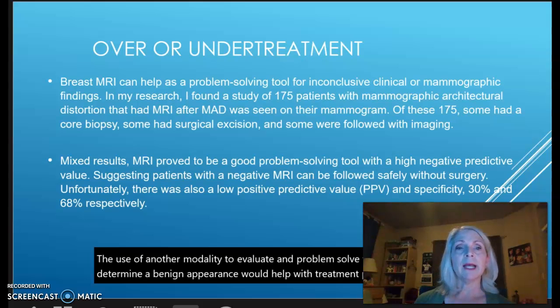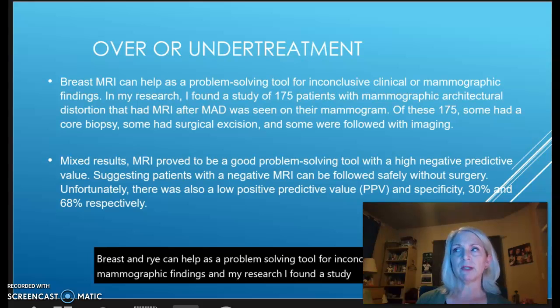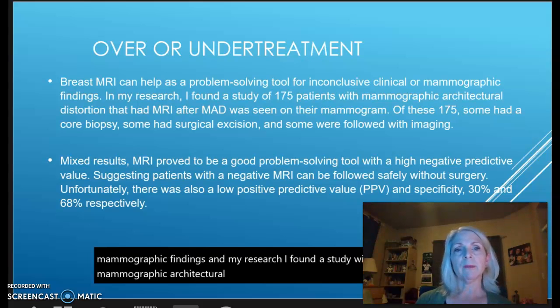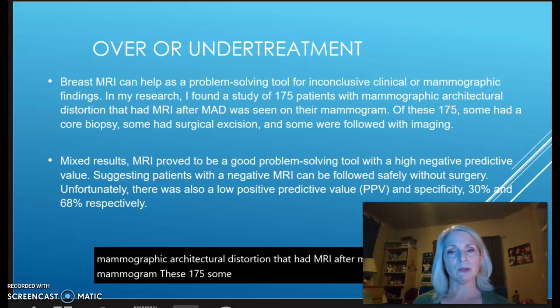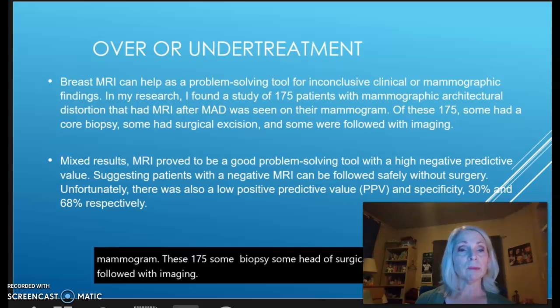Breast MRI can help as a problem-solving tool for inconclusive clinical or mammographic findings. In my research, I found a study with 175 patients with mammographic architectural distortion that had MRI after MAD was seen on their mammogram. Of these 175, some had core biopsy, some had a surgical excision, and some were followed with imaging. The results were mixed.